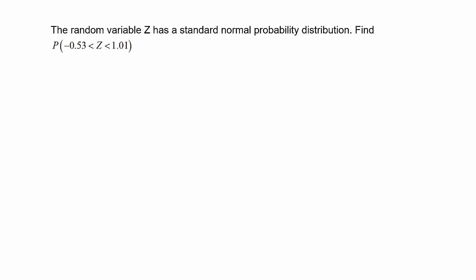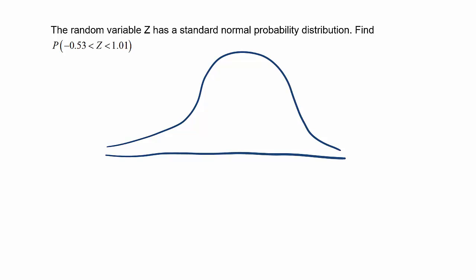All right, so again, since we know it's a z-score that we're dealing with and we know it has a standard normal probability distribution, we can draw a bell curve just as a visual aid, right? And then we have a z number line at the bottom. The center of the bell curve will be located at 0. That's the mean of a standard normal probability distribution.